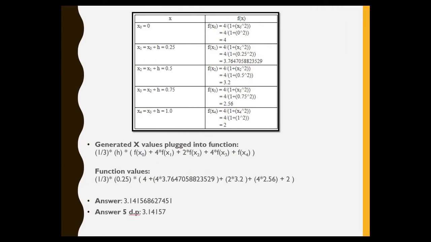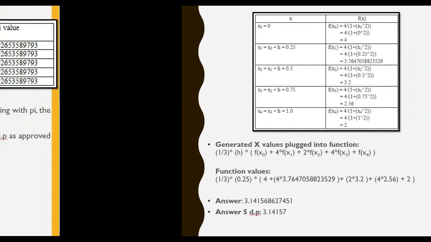As you can see in the table, there are two columns with x and fx values ranging from x0 to x4. We need to generate the x values plugged into function, and the answer is 3.14156862741. The answer in 5 decimal places is 3.14157.